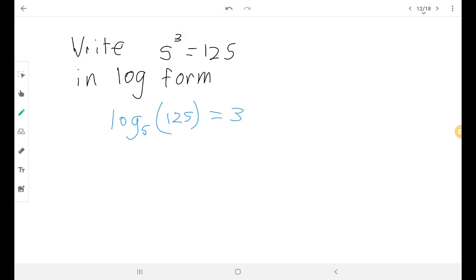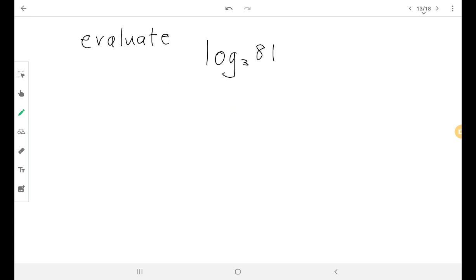So every log equation is a question. What did I raise this number to get this number? And in this case, the answer is 3. So I'll give you a moment to look at that. And let's go on to our next question.